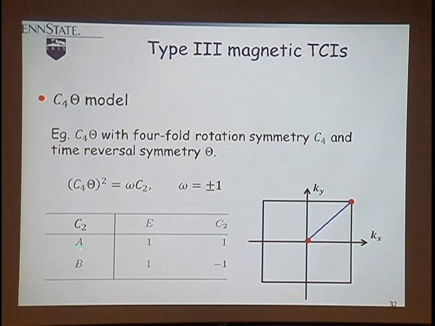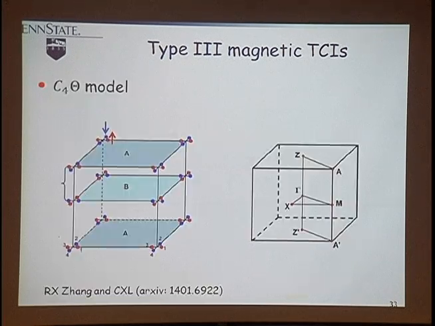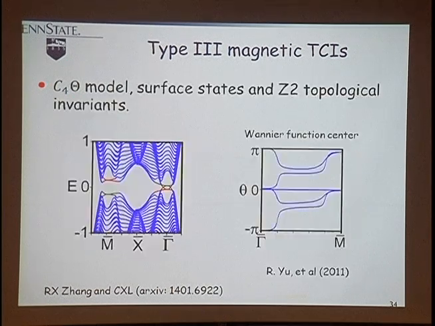So if the state belongs to this representation, then that means there will be double degeneracy for this state. And so basically we can construct a model, though I won't go into detail about the model. This model has C4 rotation times the time-reversal symmetry operation, and you can find that there will be a surface state which is protected by this symmetry operator.